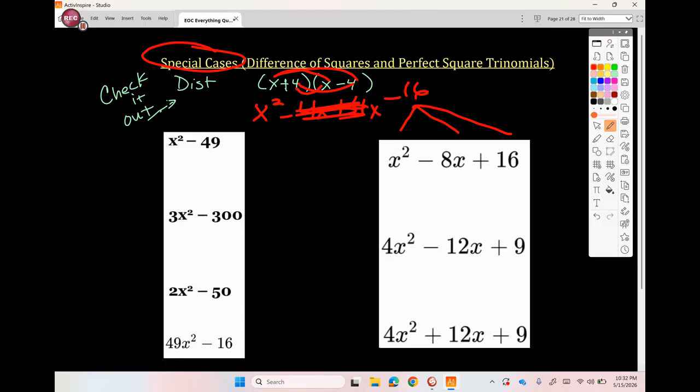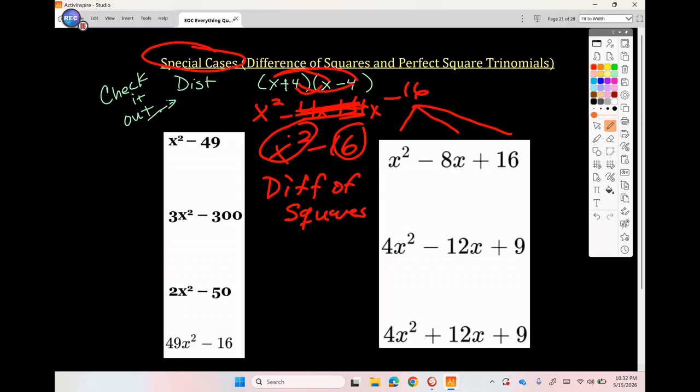That's a special case. We call that difference of squares, because the first and last number are perfect squares. 1x squared is perfect, 16 is perfect because it's 4 times 4, and difference means minus. So if you see a minus in the middle and two perfect squares, all you have to do is put your answer. Square root of 1x squared is 1x, square root of 49 is 7, and make the signs different. And you factored it.